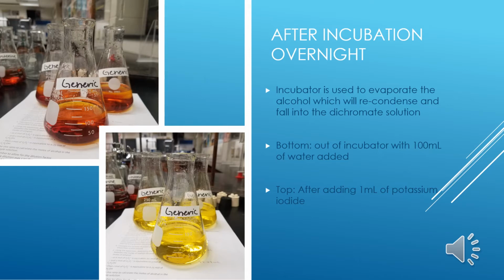I then put all the samples into an incubator overnight to allow the alcohol to evaporate. I took it out the next day and let the alcohol sit and recondense. Then, rinsing the sides of the flask, I got all of the ethanol off of the sides and into the solution. I then added 1 milliliter of potassium iodide, which is an indicator, to get the brown color pictured above.